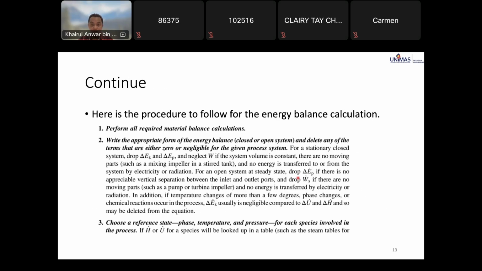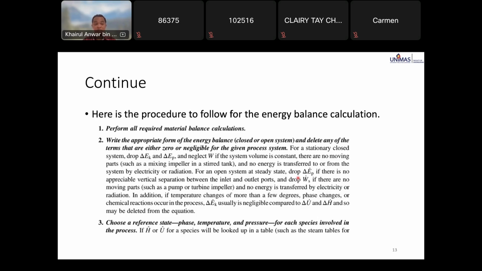So the procedure to do the energy balance calculation: first, perform all required material balance calculations. For material balance calculation, this book has some, but not much. You need to refer to the chapter in this book or the previous slides on how to perform the material balance.